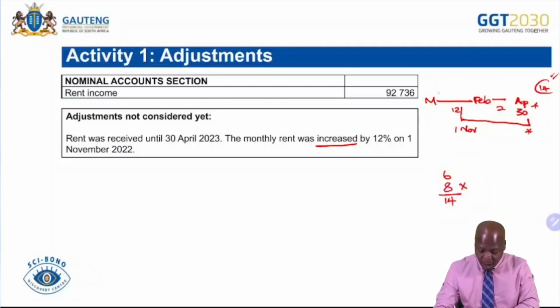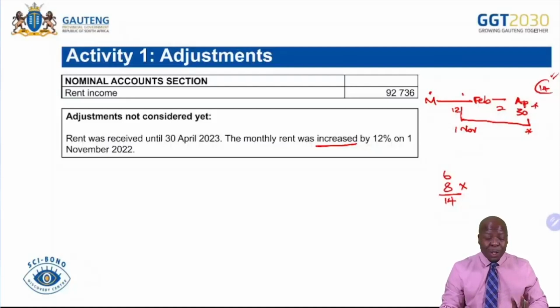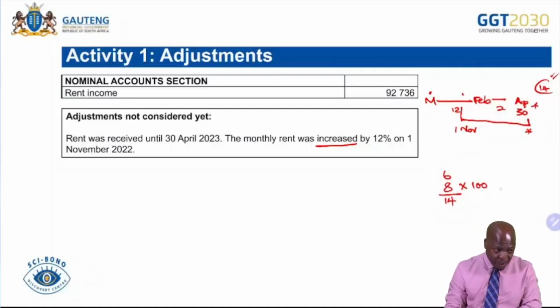The first 8 months are from March until the 30th of October. From March to October, there was no change there. So for those 8 months, rent was 100%. That would simply mean it will give us 800 over here. Are you still following me?